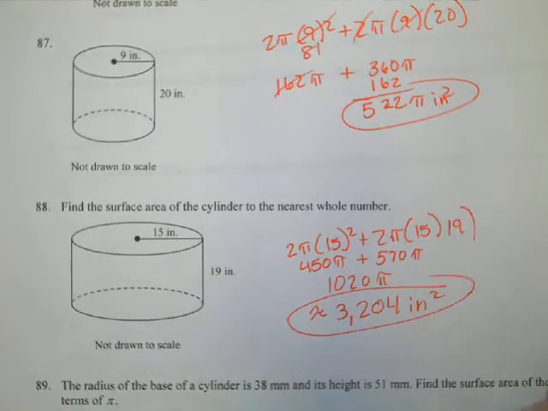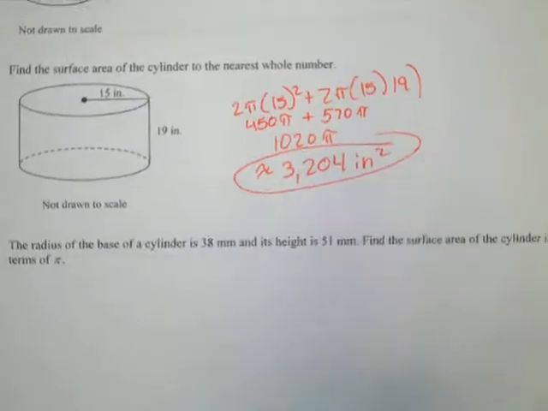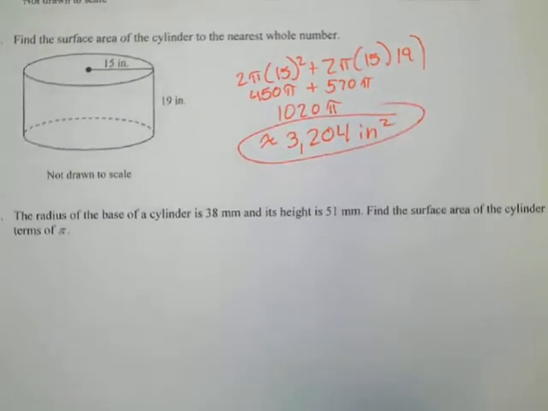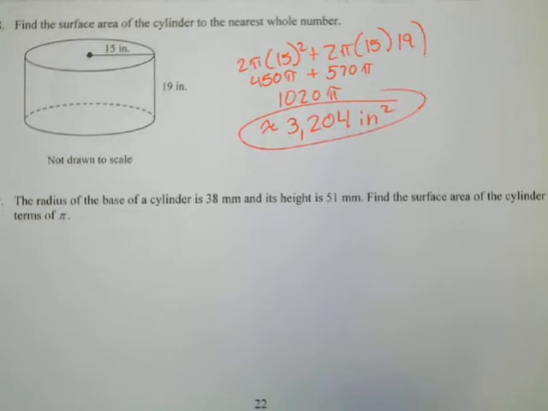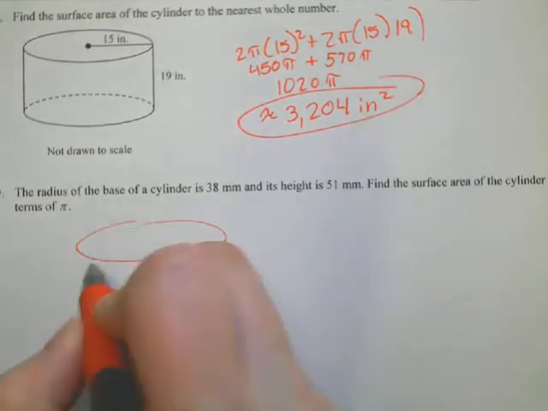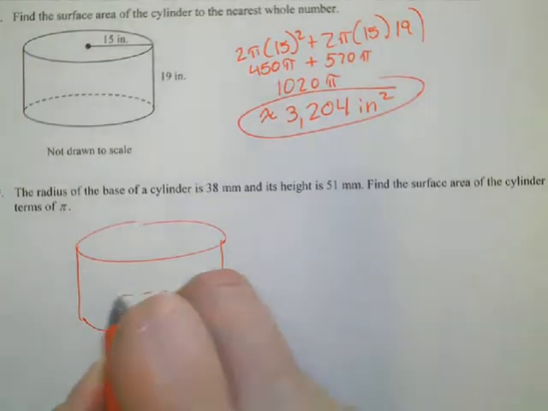Alright, 6 more. 89 says the radius of the base of a cylinder is 38 and the height is 51, and it wants the surface area. So you can sketch out a cylinder if you'd like. It's kind of fun, a little bit of challenge. Okay. It says the radius is 38 millimeters. And the height is 51 millimeters. So now we're looking at the exact kind of problem we looked at in number 88.